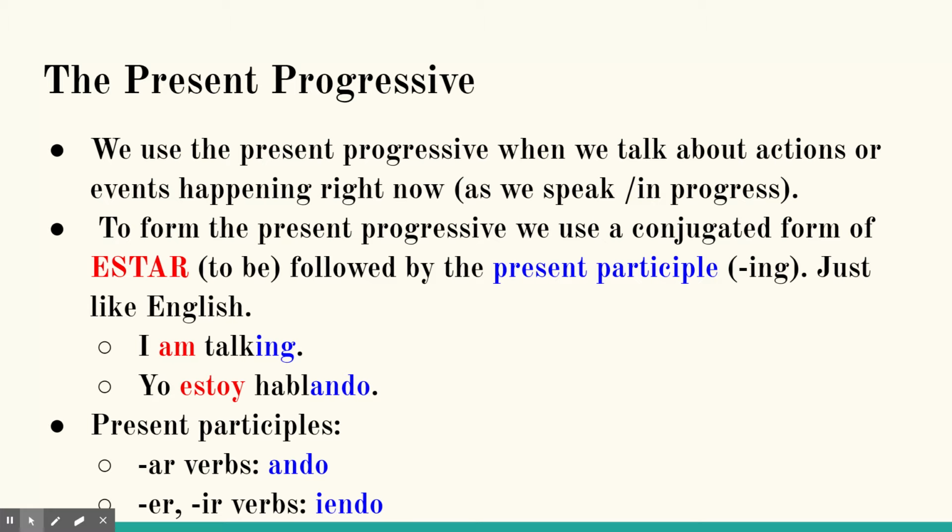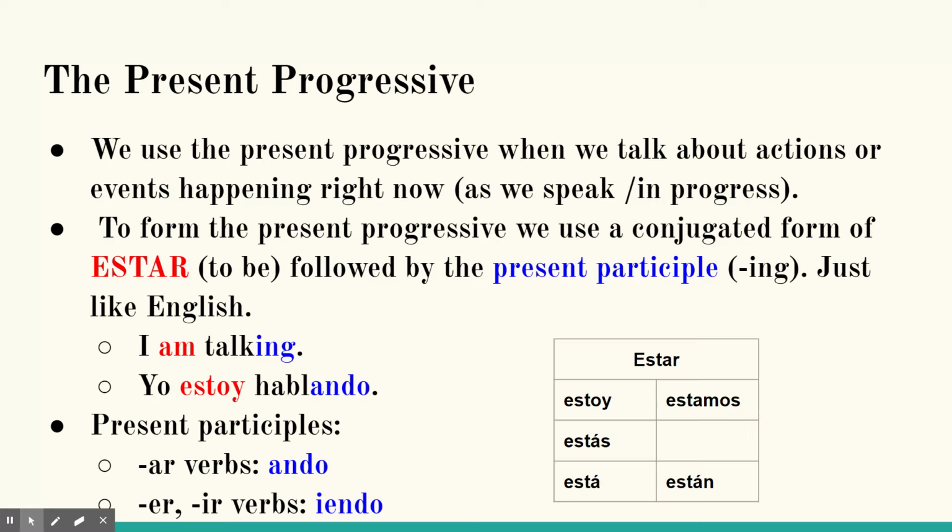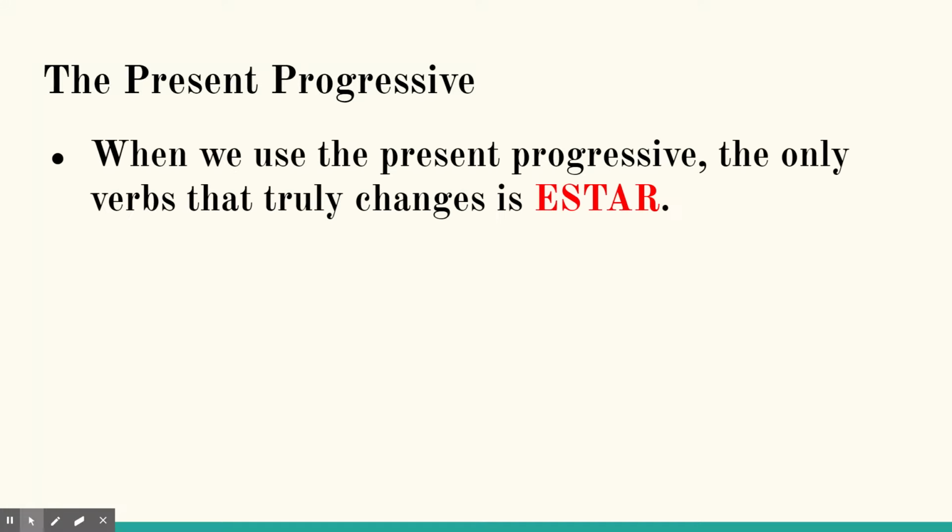Now, don't forget, we need to use the conjugations of estar on this concept. So please write those down. Make sure you have those conjugations because you're going to need those conjugations later as we complete the practice. Let's move on. When we use a present progressive, the only verb that really changes is the verb estar. The rest of it is going to stay the same.